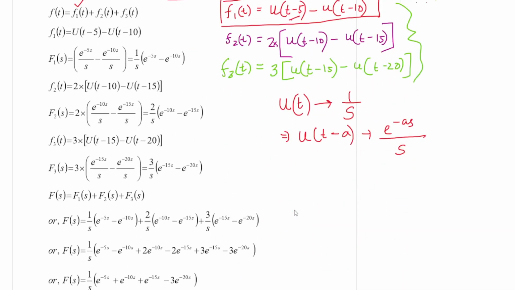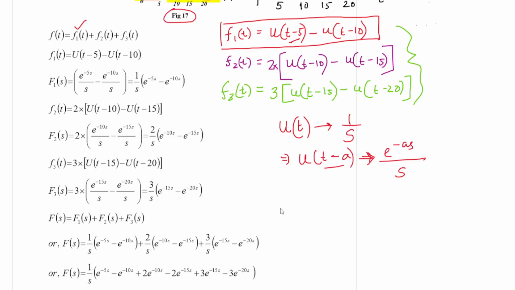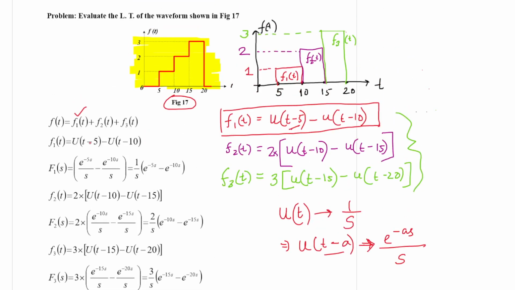That is exactly what we are doing here. It is shifted by an amount a, so it should be multiplied by a factor e to the power minus as. That is why for u(t minus 5), its Laplace transform is e to the power minus 5s by s. For u(t minus 10), it is the same thing, e to the power minus 10s by s. So if you take 1 by s common, you will get this as the answer.